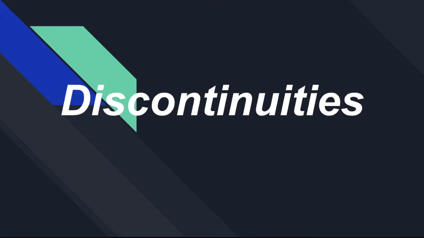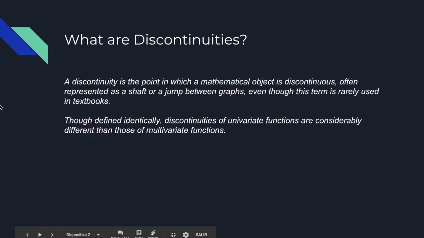Welcome to our video where we will explain discontinuities and their types and some examples of how to recognize them. First of all, we need to know what discontinuities are. A discontinuity is a point at which a mathematical object is discontinuous. This is mostly represented as a break or a gap in a graph.